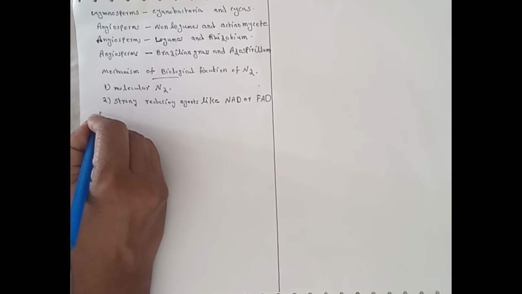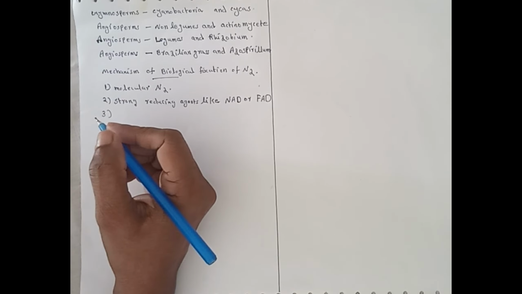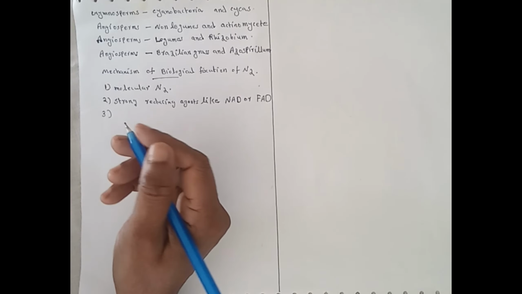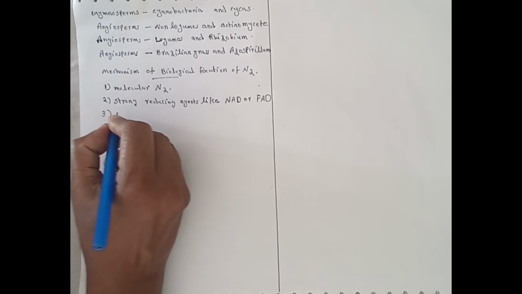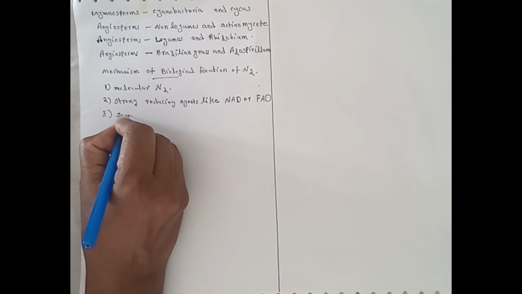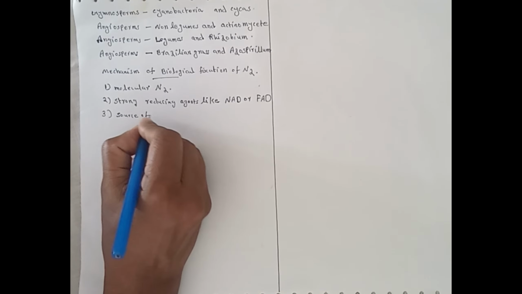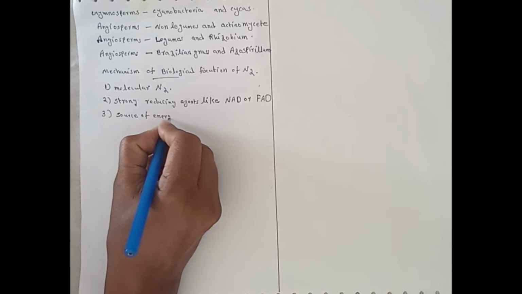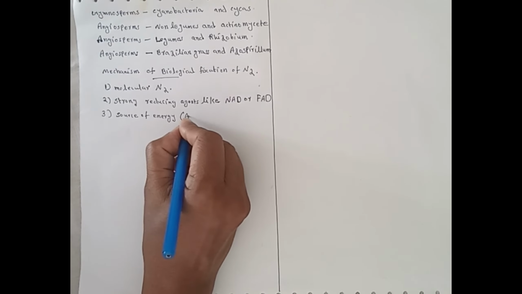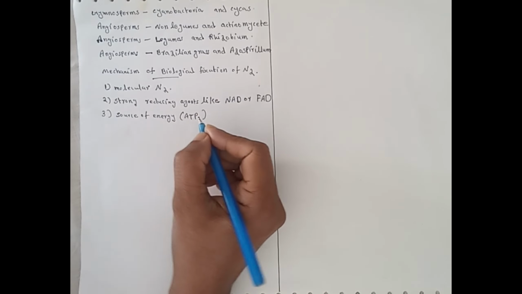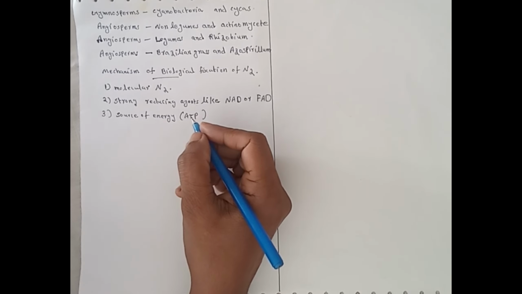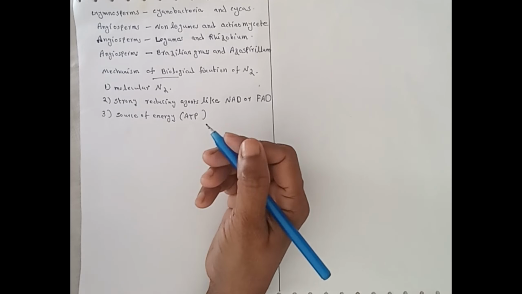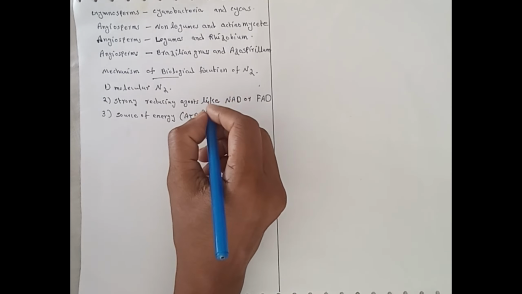Third requirement, source of ATP, that is adenosine triphosphate, source of energy. That is always ATP, to transfer H2 from NADH2 or FADH2 to dinitrogen.